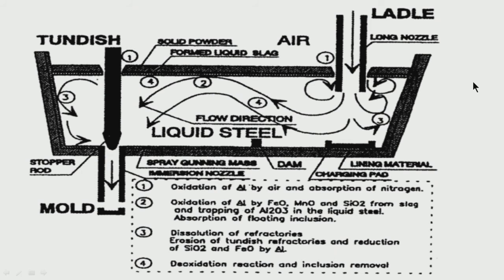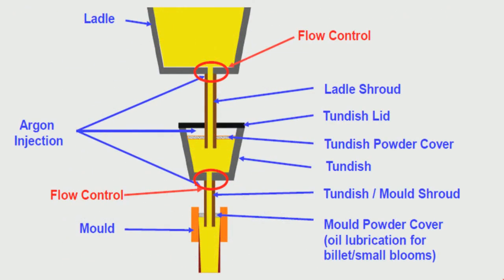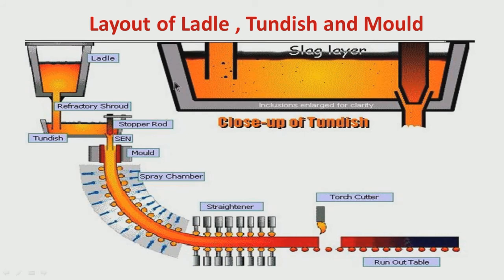Now let me talk about, as I have shown you earlier, that from Ladle we are allowing the liquid steel to flow in the Tundish. This is a larger view of the Tundish, and from Tundish liquid steel is getting into the mold. So one Ladle, depending on the heat size, it may be 150 ton, 200 ton, 250 ton, 300 ton. After this amount of liquid steel is poured in Tundish, the Ladle is removed and another Ladle will come. So liquid steel is still there in the Tundish.